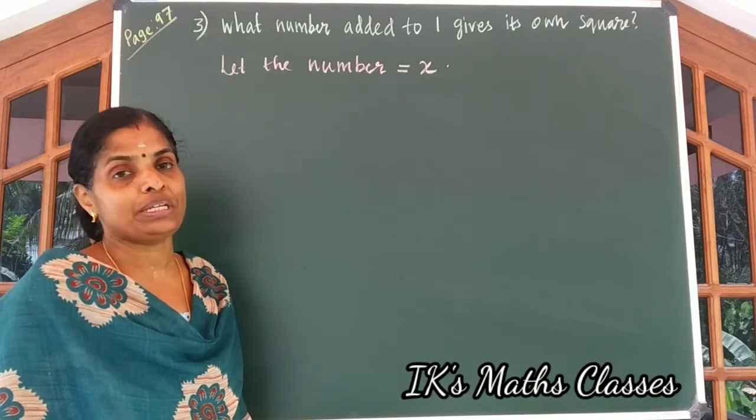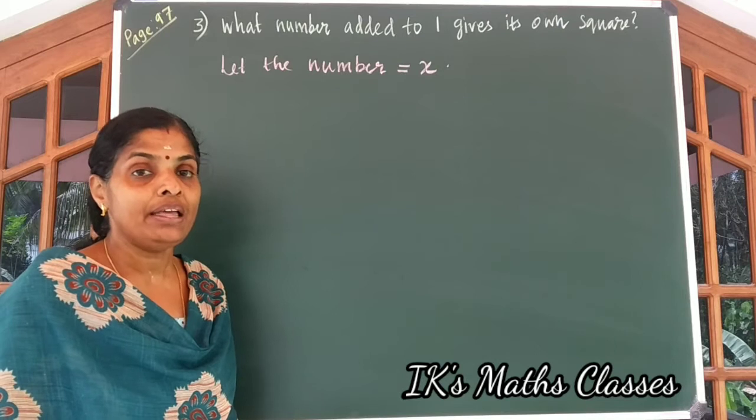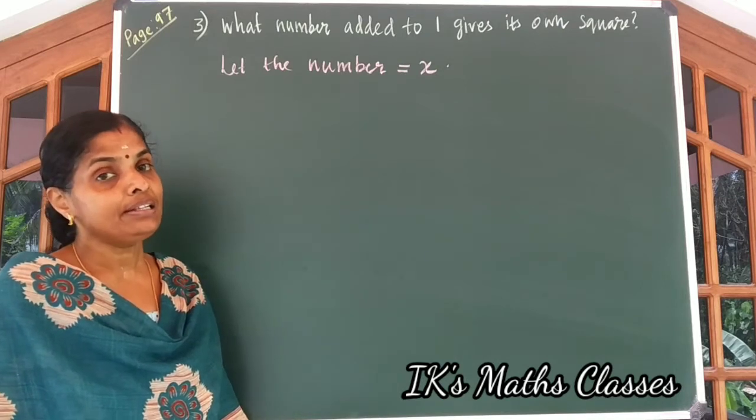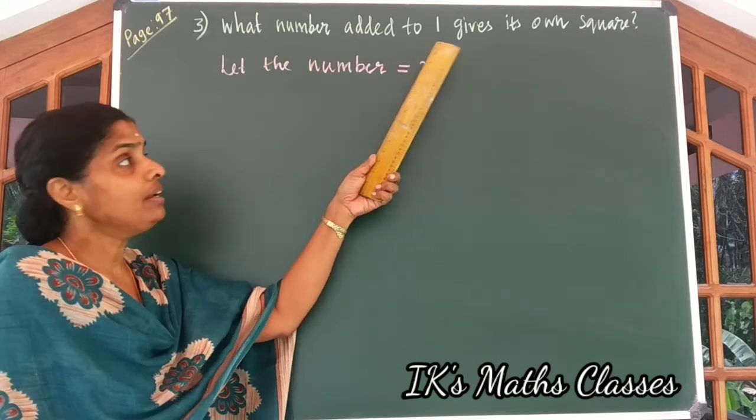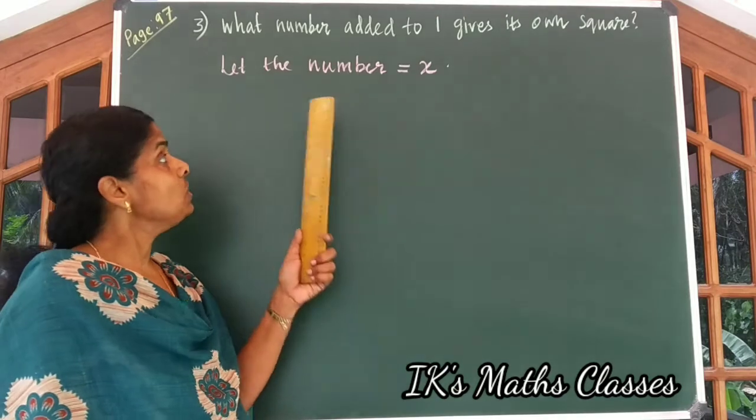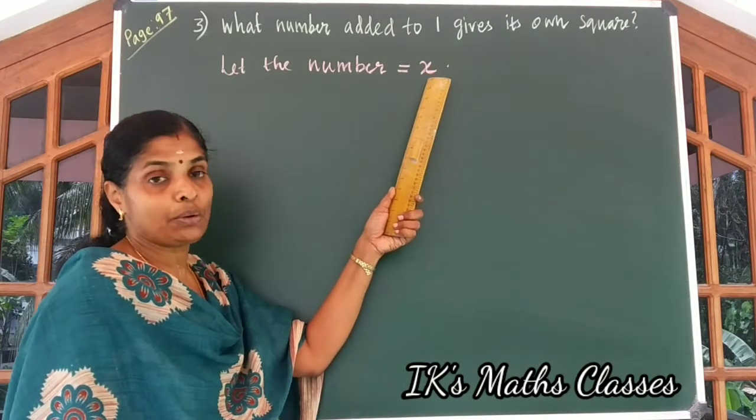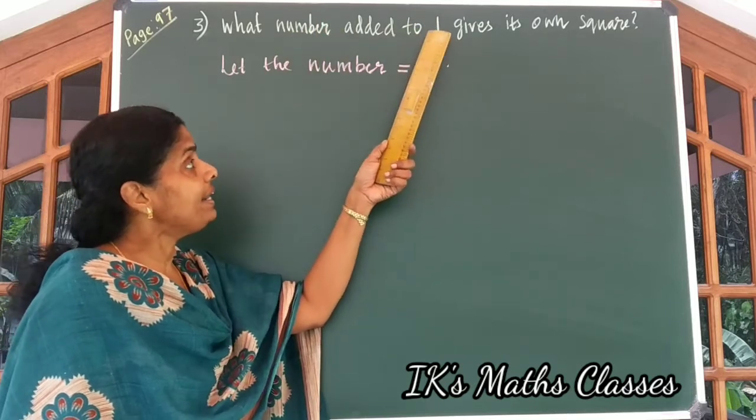Of second degree equations. Today I am discussing problems on page number 97. Look at the third question. What number added to 1 gives its own square? We don't know the number, so we take the number to be x. Look at the question: number added to 1.